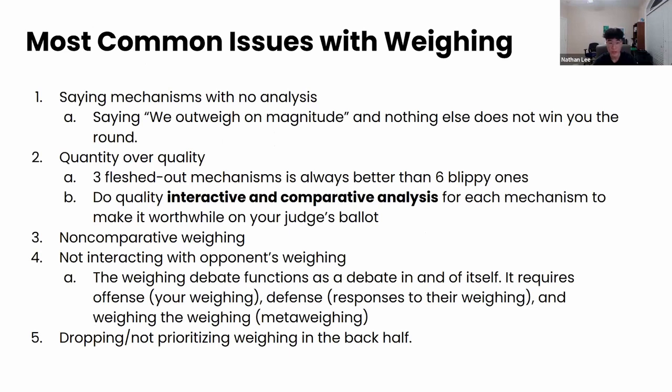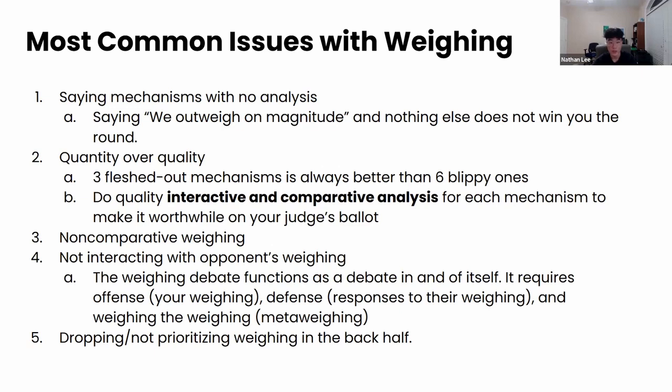First is just saying mechanisms with no analysis. If you just say that we outweigh on magnitude and you don't explain how or why that's more important than your opponent's impacts on the flow, there's no reason for the judge to vote on you. When you're weighing, you should always be comparatively weighing, which means explaining why your weighing is doing a better job on that specific mechanism than your opponent's.